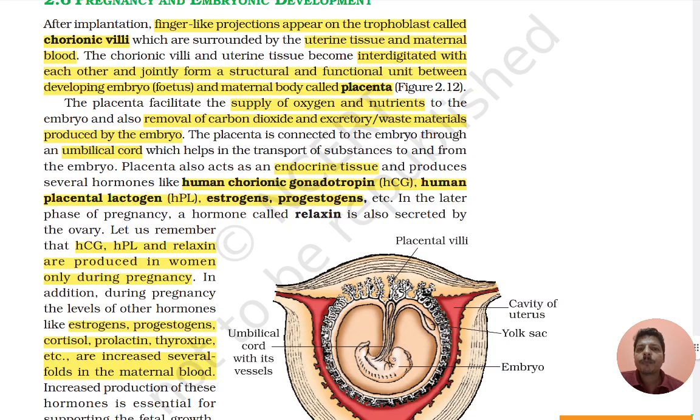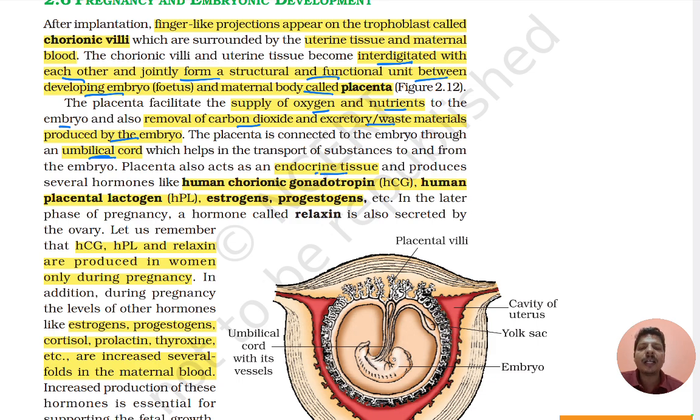Next, the chorionic villi and uterine tissue are interdigitated with each other and jointly form a structural functional unit between the developing embryo or fetus and maternal body called placenta. The placenta facilitates supply of oxygen and nutrients to the embryo and removal of CO2 and excretory waste material produced by the embryo through umbilical cord.